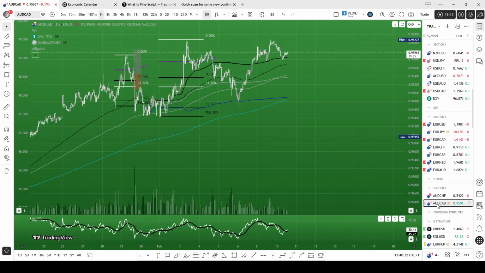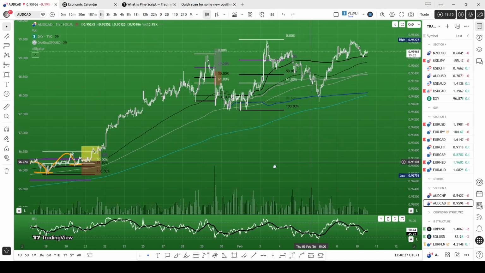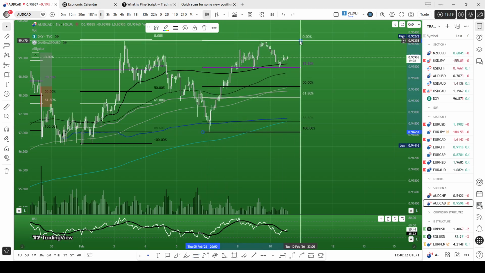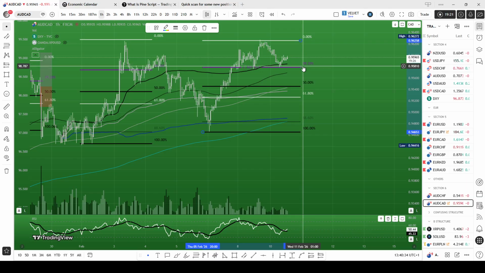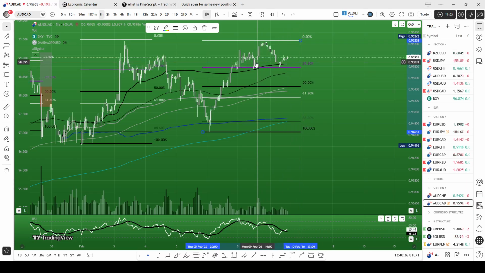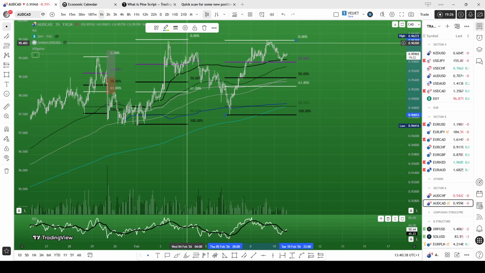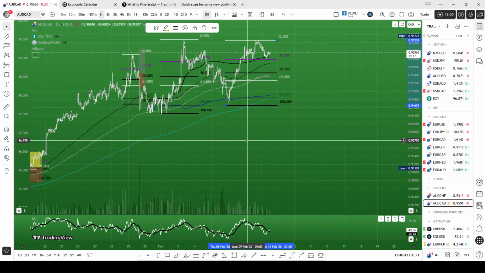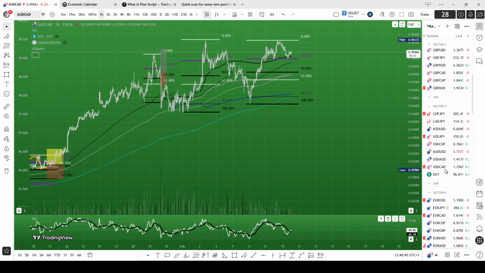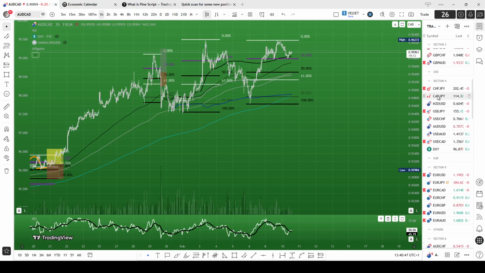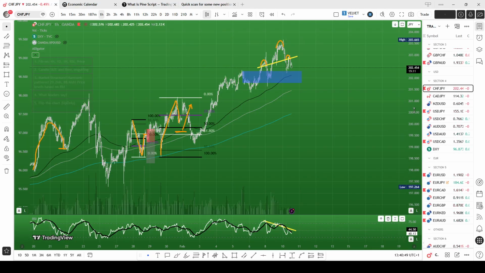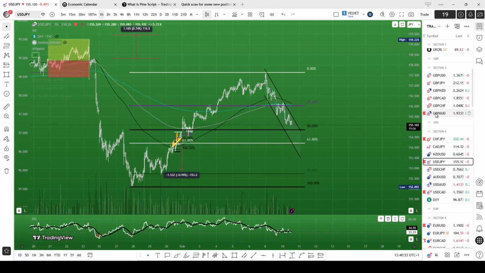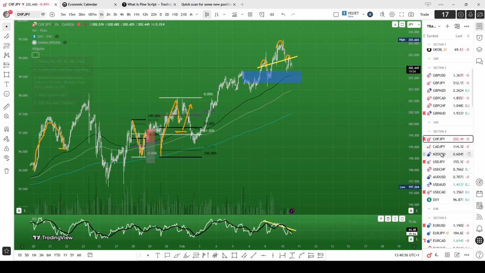Okay, and AUD CAD. AUD CAD is high. It doesn't give us a good fib to enter. It's consolidating. No. The markets are nasty today. And the video is too short to cover all of this.